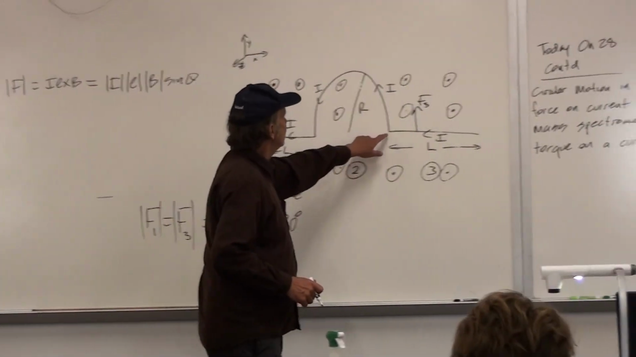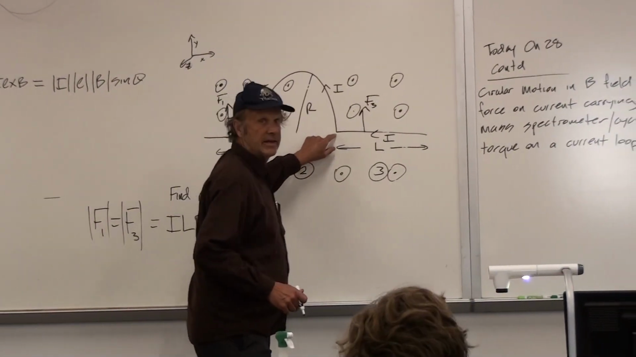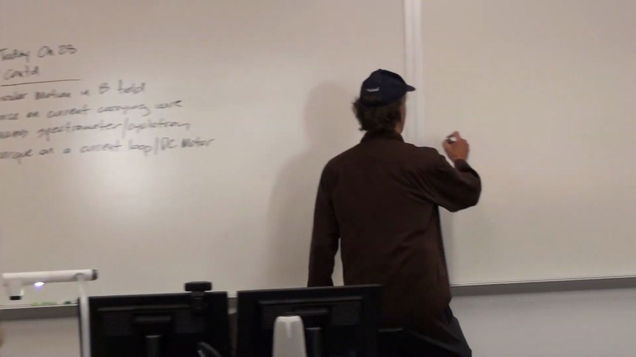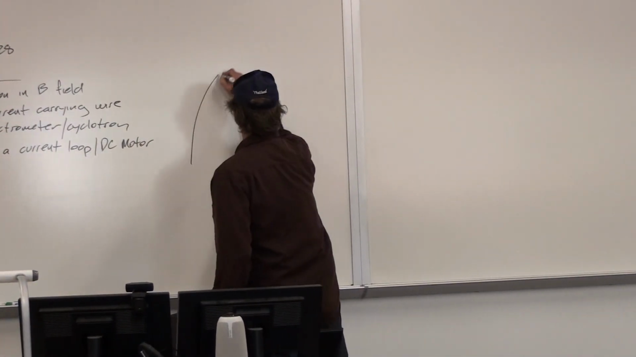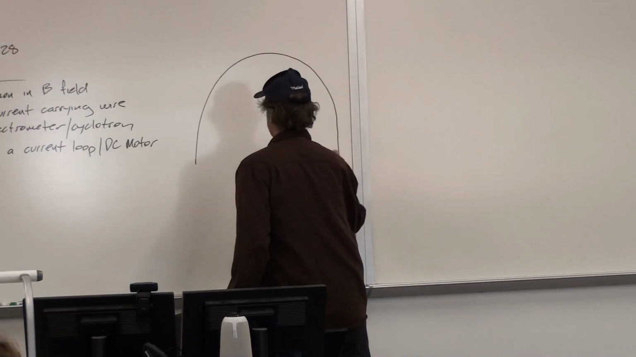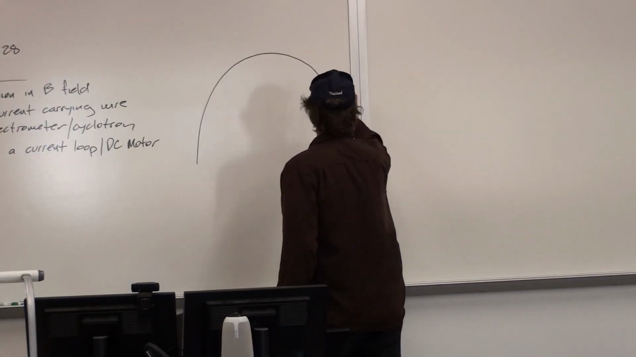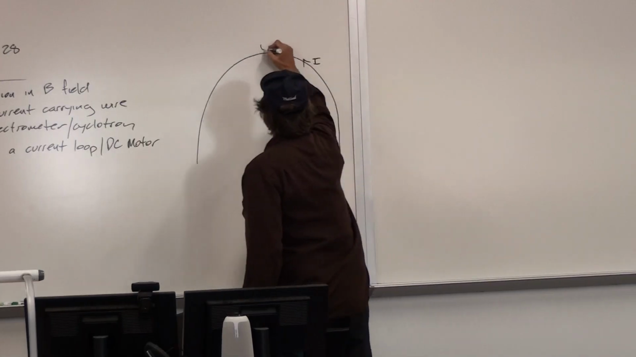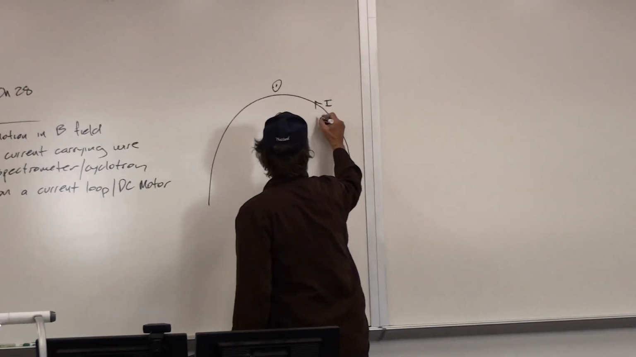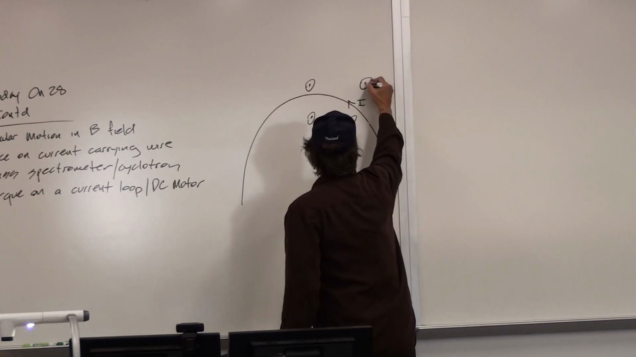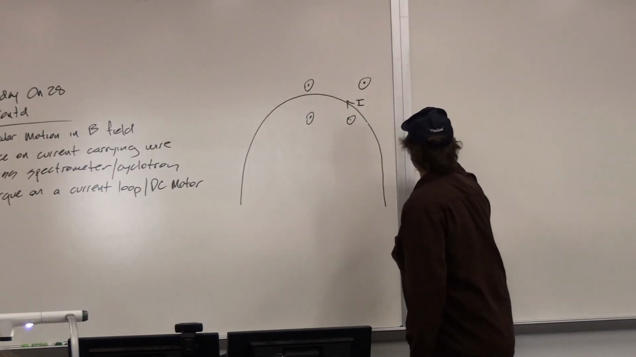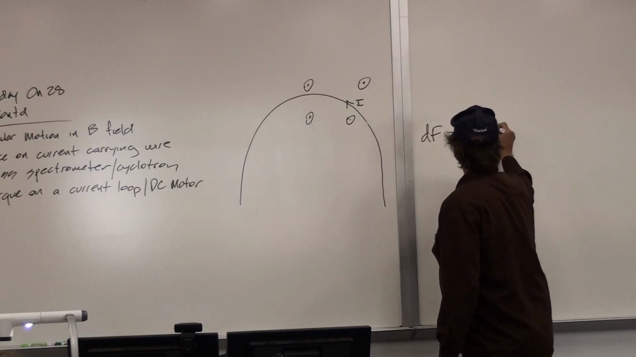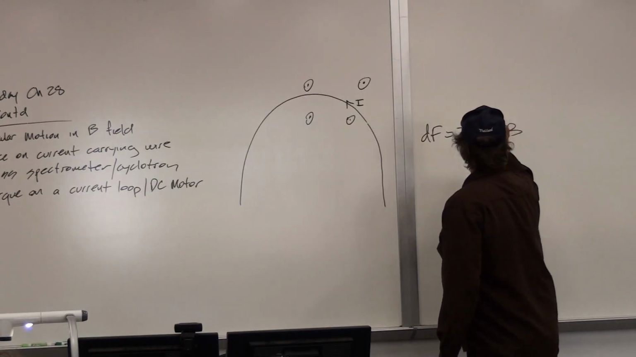So what we're interested in then is the net force on this central segment. That's the challenging part. The rest of it is pretty easy now that we've got this all under control. So here's our current I. Here's our magnetic field B. So what we need to do then is say that dF is equal to I dl cross B.